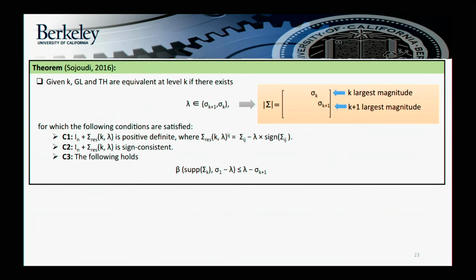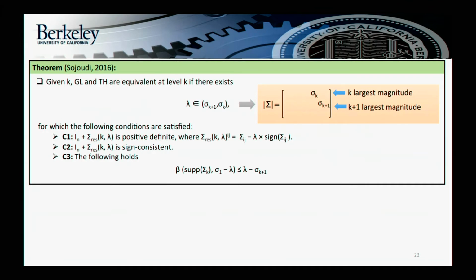Now we can show that for a given K, a positive number K, where K is the number of edges in the graph we are looking for, graphical lasso and thresholding are equivalent at that level if there exists a regularization parameter lambda within some intervals, which is defined by the K largest magnitude and K plus 1 largest magnitude of the sample correlation matrix or sample covariance matrix, for which three conditions are satisfied.